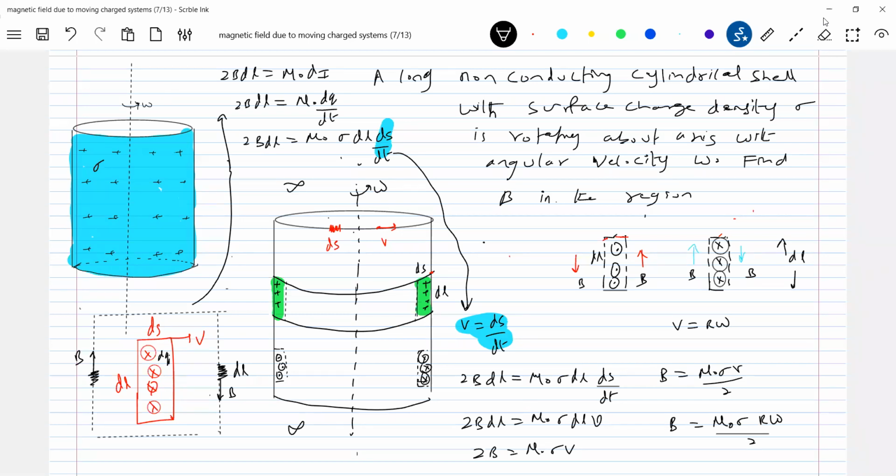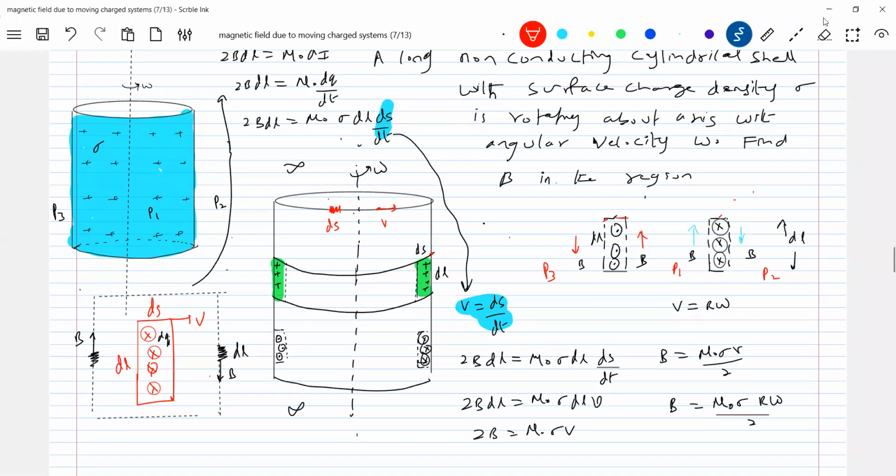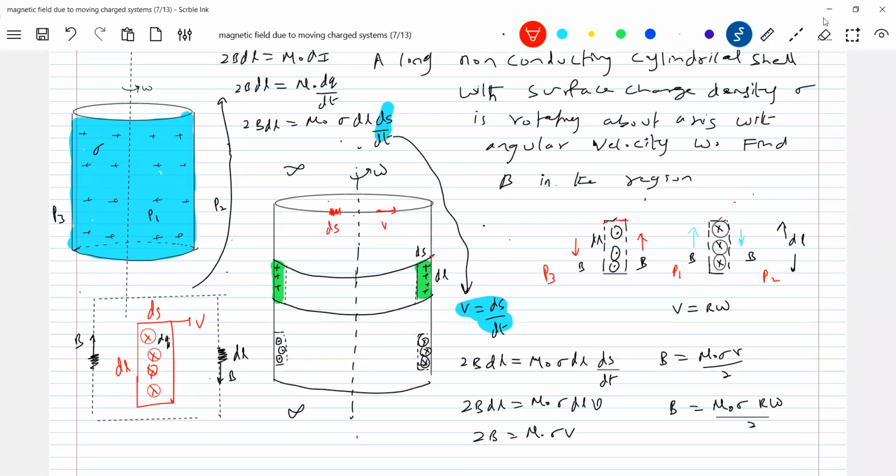Okay, let's come to inside and outside. There's a point P1, and I'm interested in P2 and P3. This is P1, this is P2, this is P3. In all the diagrams you can indicate them. What should be the resultant field at point P1? There's a tangential velocity, ds is the arc length, v is the tangential velocity, v equals ds by dt.